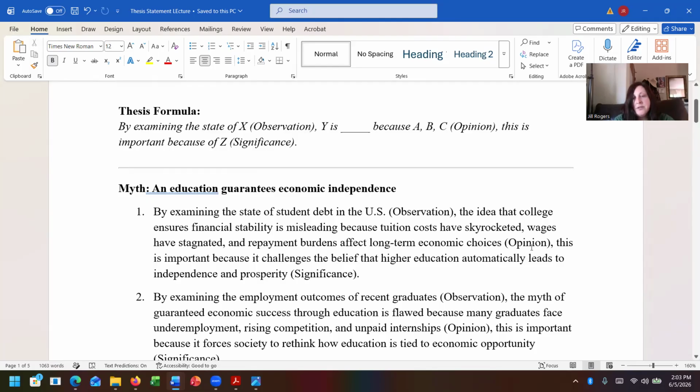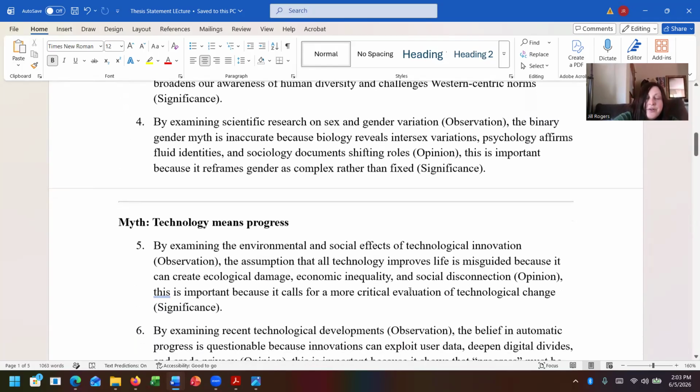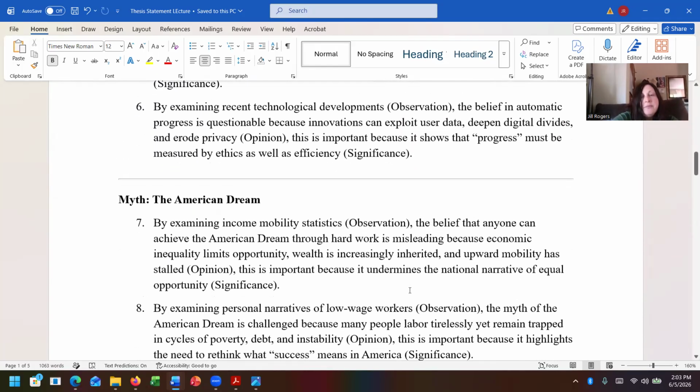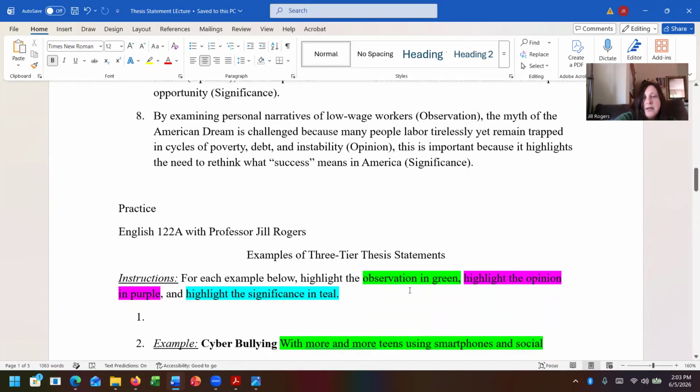And then we have the significance. This is important because it challenges the belief higher education automatically leads to independence and prosperity. Okay, so there's our example. You can read the second one on your own, and you can read the third and fourth and all these on your own, because they will help you with the idea of following that.